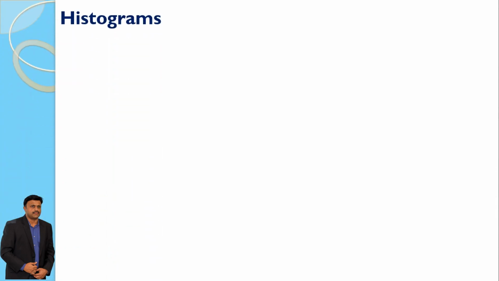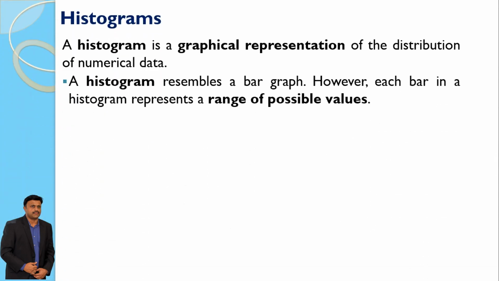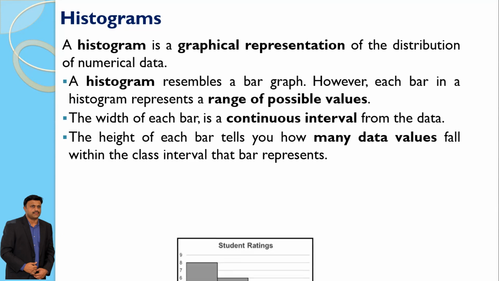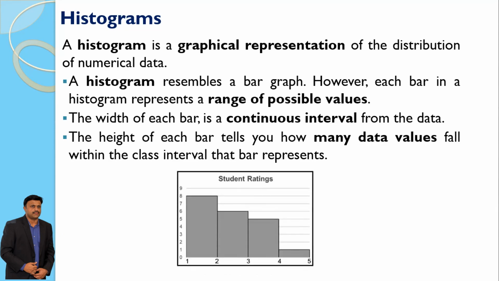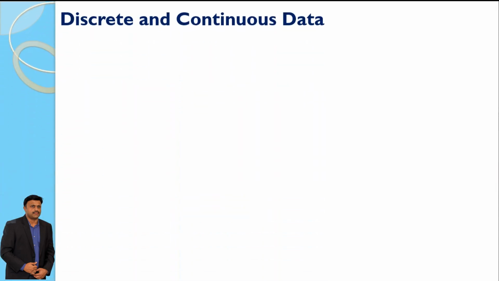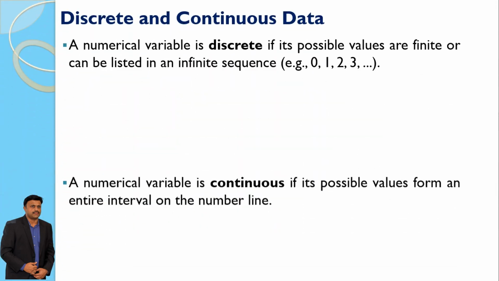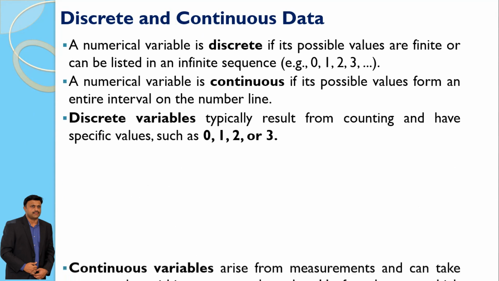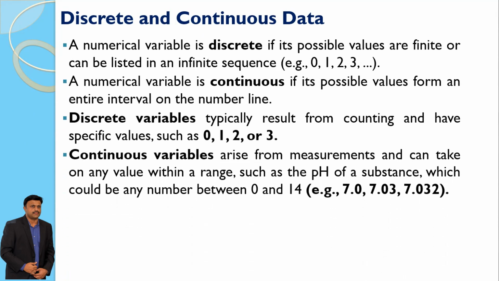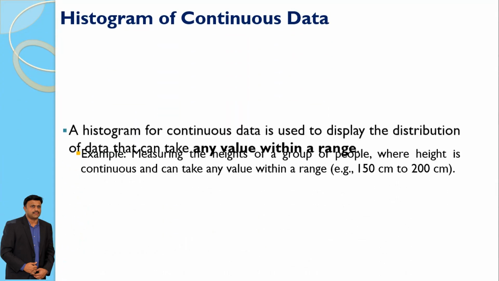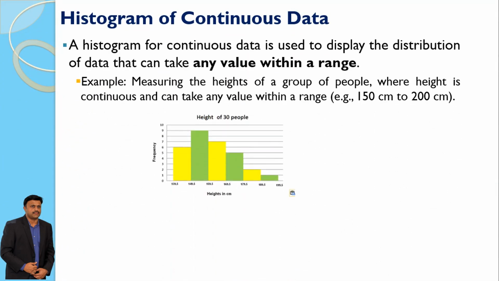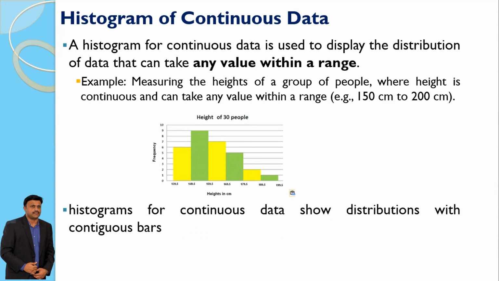A histogram is a graphical representation of numerical data distribution, where each bar represents a range of possible values. Numerical data can be discrete or continuous. Discrete data has specific values, while continuous data can take any value within a range. Histograms for continuous data display distributions with contiguous bars, showing data that can take any value within a range.